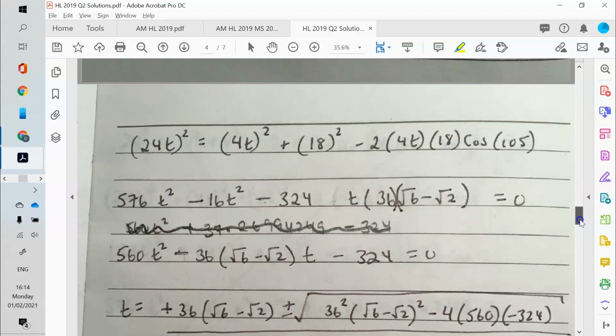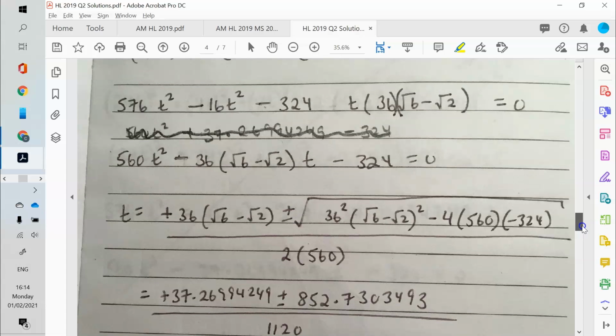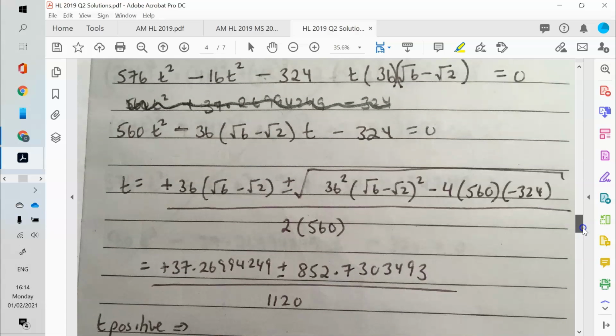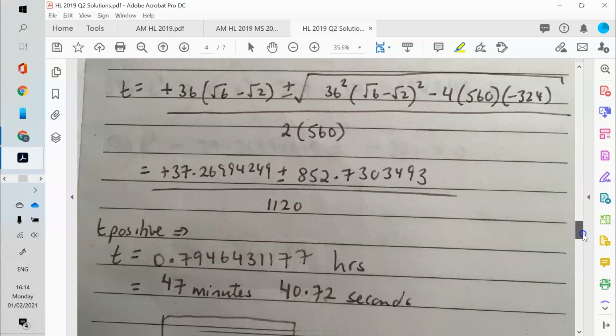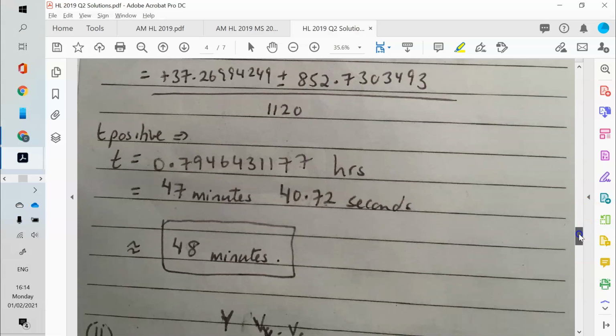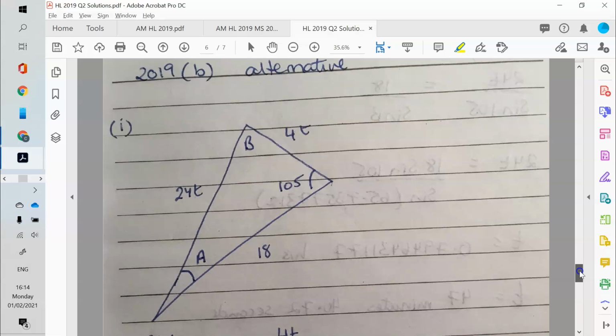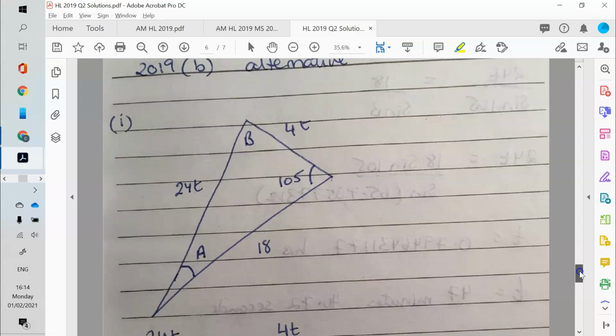When we manipulate this equation, we have a quadratic equation in t, which has some pretty horrible numbers in it, but it's still solvable. And we know that t must be positive. So from this we can calculate t is 0.79 hours roughly, and using the degree, minute and second button on our calculator, we can convert that into 47 minutes and 40.72 seconds, and we round that as requested to 48 minutes.